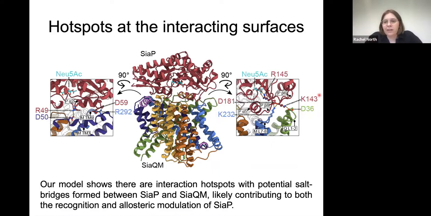In particular, we think that this K143 to D36 salt bridge is only 2 residues away from arginine 145, which I mentioned earlier forms a salt bridge with the sialic acid. Because it's only 2 residues upstream, you can imagine that when it docks to the SciQM, it may pull on this strand and then disrupt this bond, which would allow the sialic acid to be released as the SciP opens and then given to the transporter for transport.